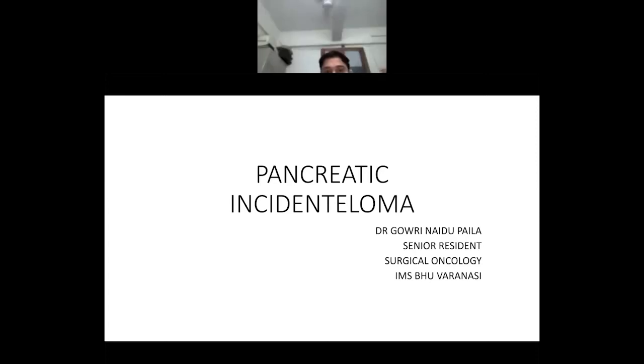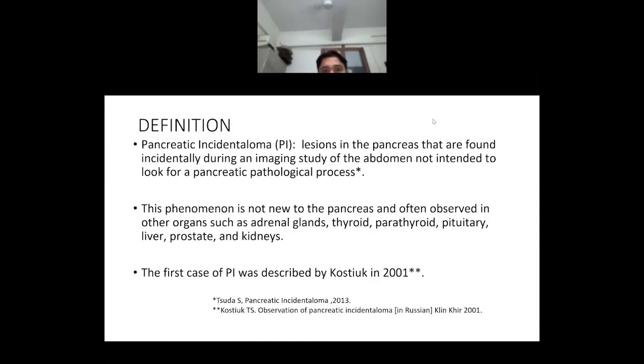Today I'm going to present a seminar on pancreatic incidentaloma. Pancreatic incidentaloma is defined as lesions in the pancreas that are found incidentally during an imaging study of the abdomen not intended to look for a pancreatic pathological process.